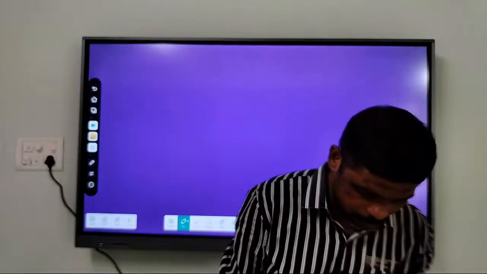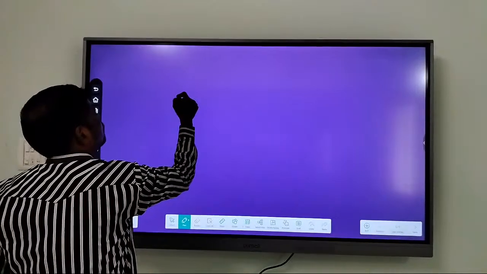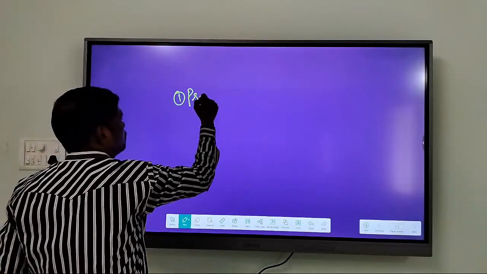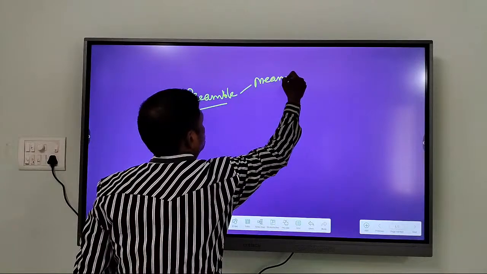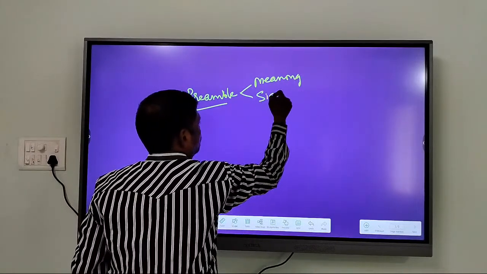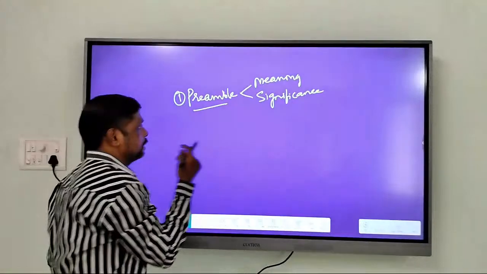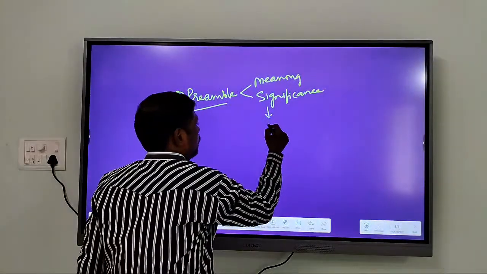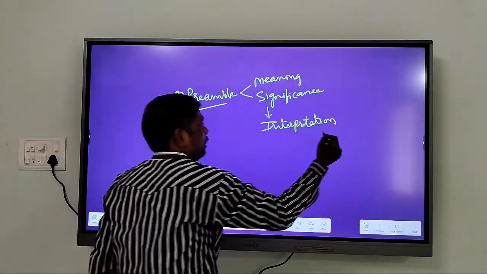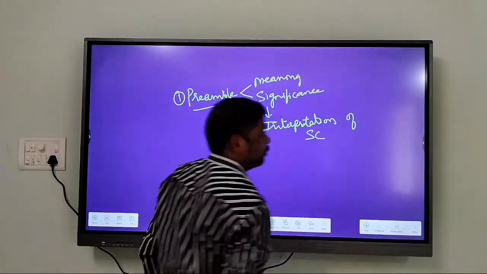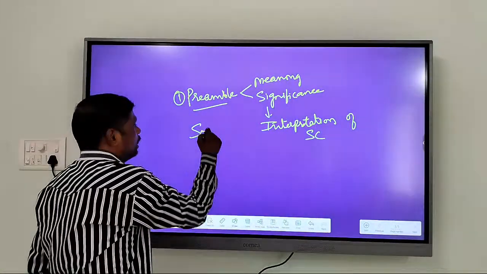So in the previous class, we were talking about the preamble. We started a discussion on the importance of the preamble, that is, its meaning as well as its significance. We discussed the meaning and significance using the interpretations made by the Supreme Court.